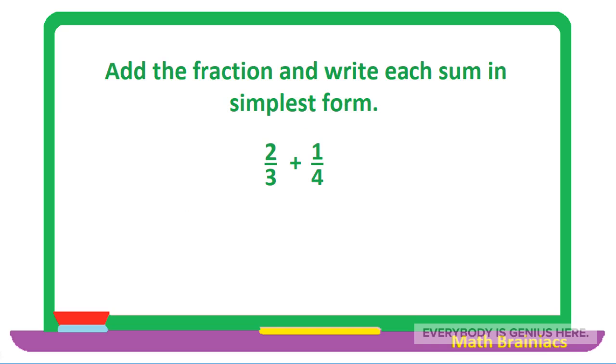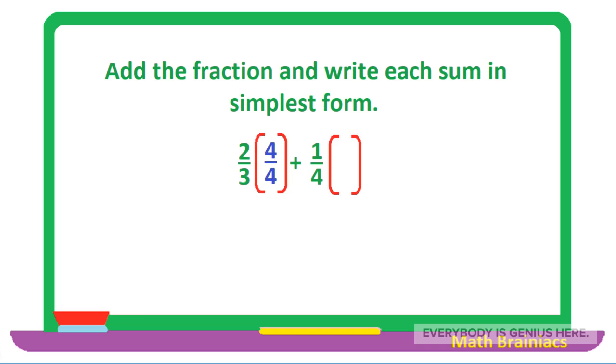Let us work on this example so that you will be guided. Add the fractions and write each sum in simplest form, 2/3 plus 1/4. You can see that the denominators of the two fractions are different. We cannot add them unless we make them the same. I want you to watch the steps closely so that you can make the different denominators the same.